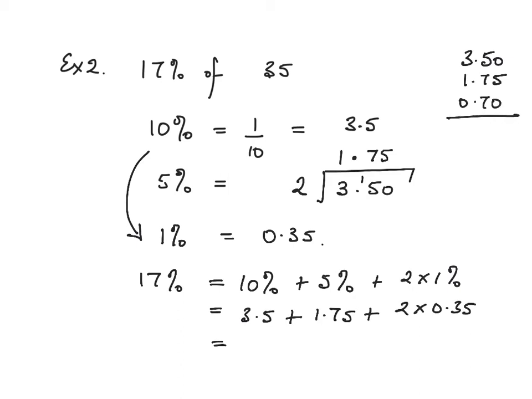So that gives me 5. 7 and 7 is 14 and 5 is 19. Put down 9, carry 1. 3, 4, 5. So it's 5. The answer then is 5.95.